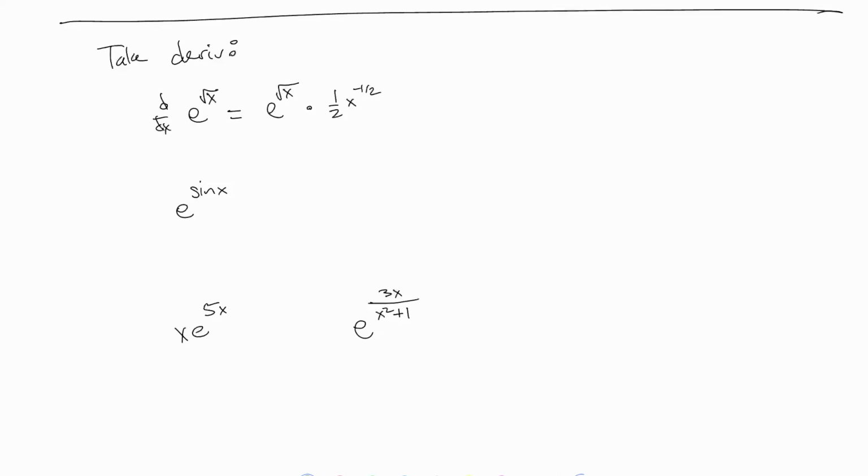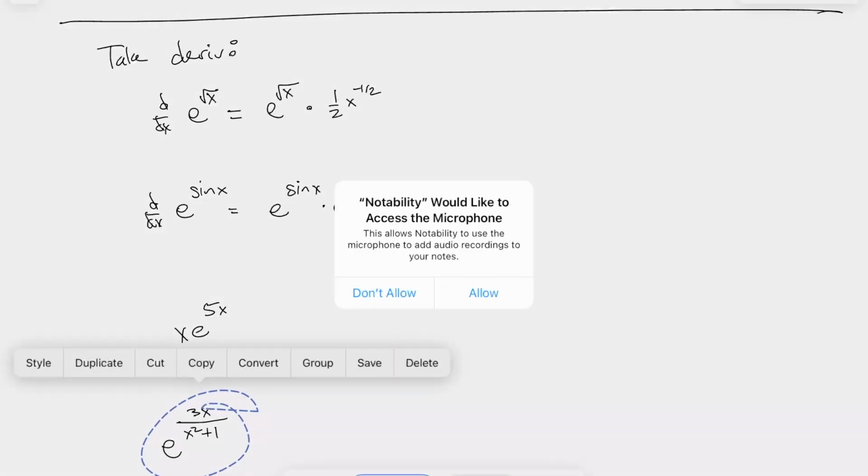Everybody feel good about that? I think this one, the derivative of e to the sine x, is perhaps even easier. It's just e to the sine x, and then times the derivative of the inside. The derivative of sine is cosine, so you just get that thing. These last two you have to do a little bit more work for.